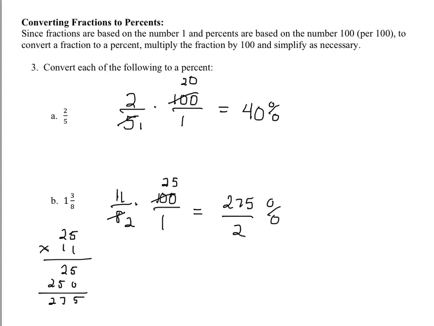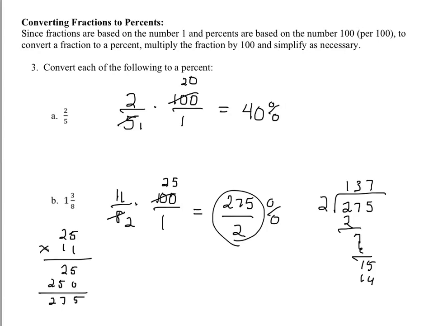So what you want to do is convert that fraction to a mixed number. So when you do that, you're going to do 2 into 275. 2 goes into 2 once. 2 goes into 7 3 times. 2 goes into 15 7 times. So it's 137 1/2%, though. Okay?